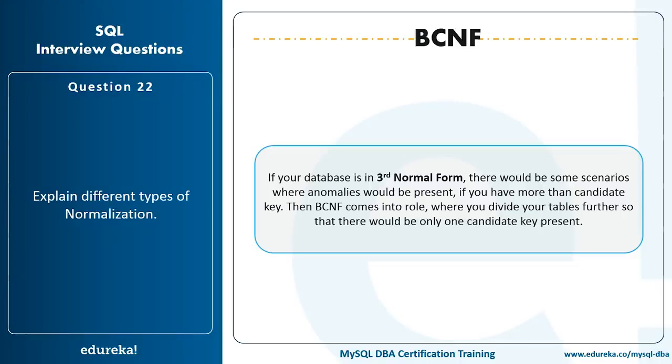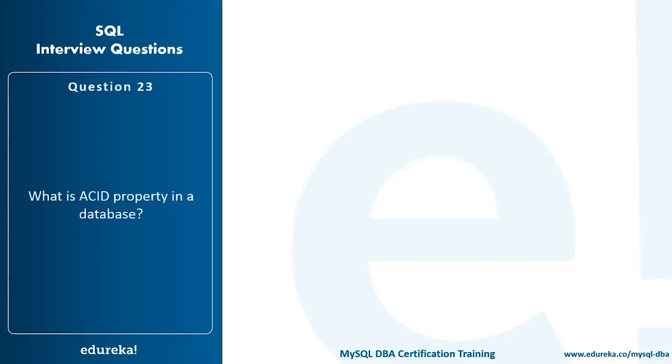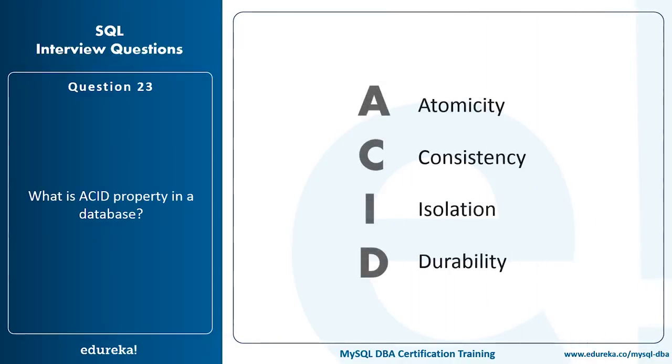Now let's move forward to our next question, that is, what is ACID property in database? The ACID property stands for atomicity, consistency, isolation, and durability. It is basically used to ensure that the data transactions are processed reliably in a database system. So if you have to define ACID property in a database, then you have to define all these terms individually.